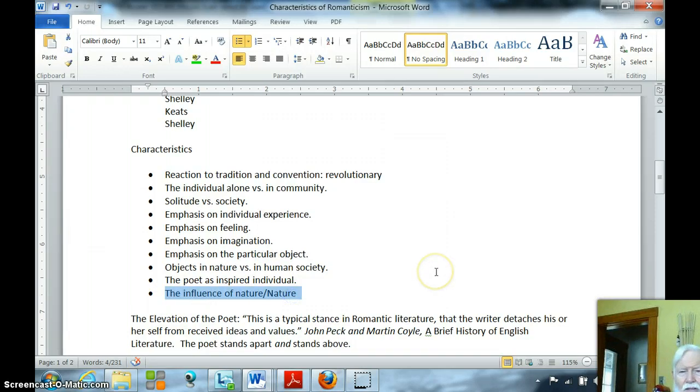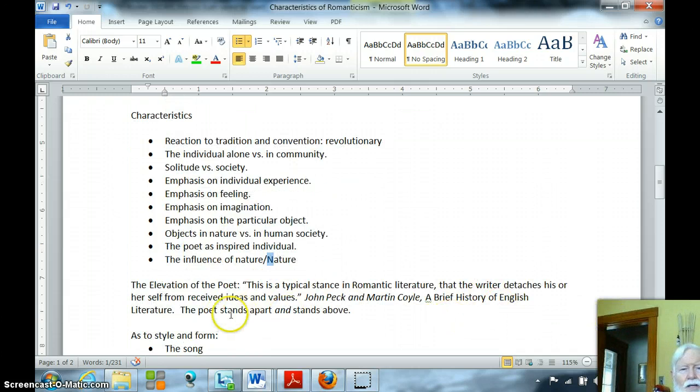an important characteristic of Romantic literature is the influence of nature, both nature with a lowercase n, that is the objects in the natural world, and then nature with an uppercase N, meaning the spirit or the force that one senses in the natural world, the spirit of nature.